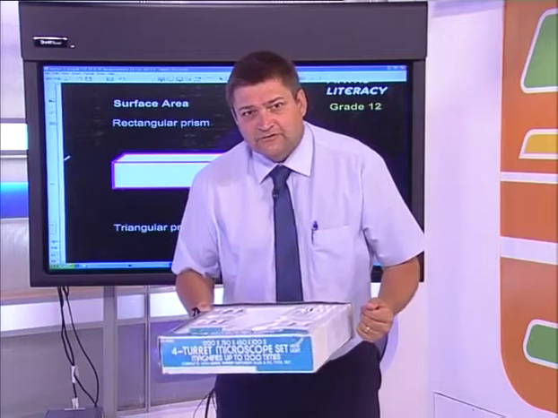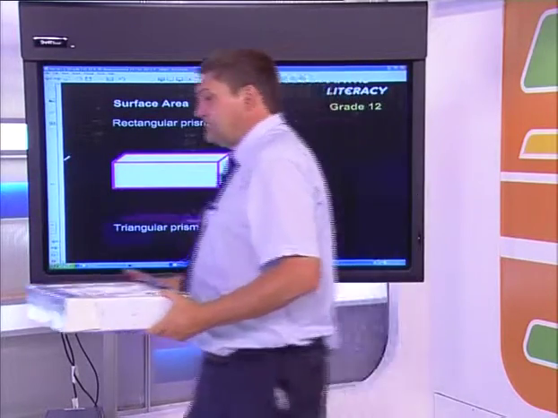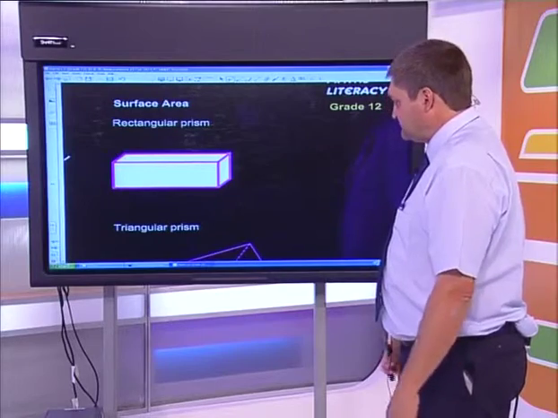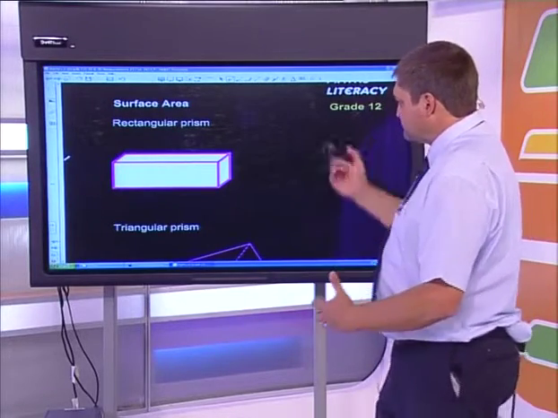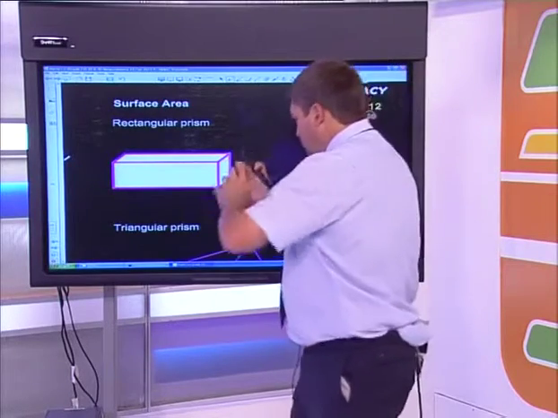Surface area is not hard at all. It's straightforward. Okay? So let's have a look at a few of the problems. Now, first one, surface area of a rectangular prism. How would we calculate the surface area? Well, it's a rectangle and it's a long box.